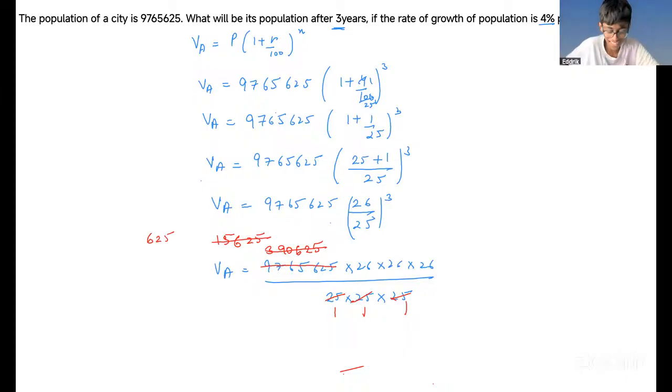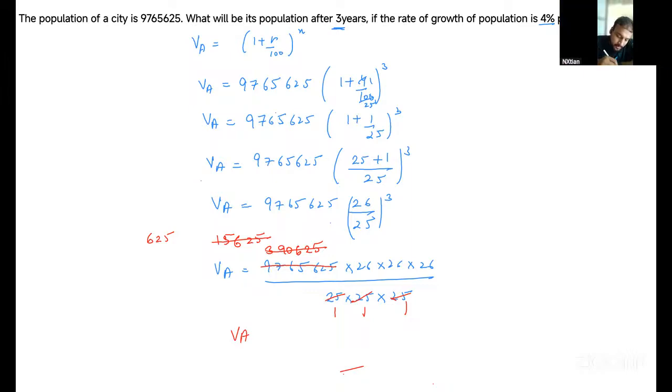Sir, why did you write P? Basically, the P is not there. Sorry, my bad. It's V0, the value at the beginning. Everyone, please make it correct. V0 is the value at the beginning. Basically it's the same, that's why I wrote that. Sorry, my bad.